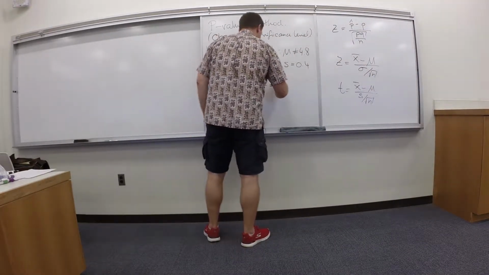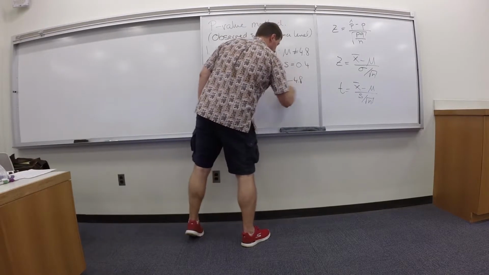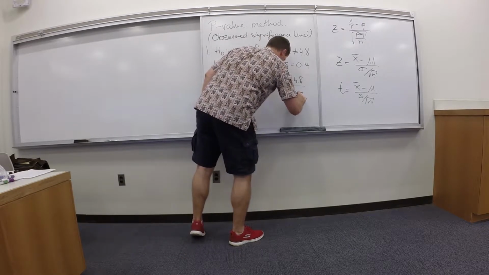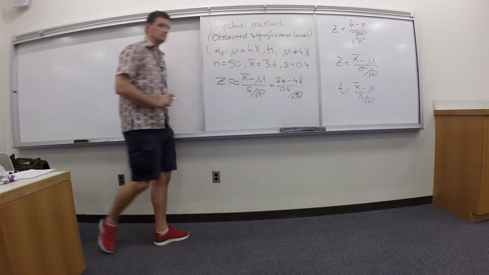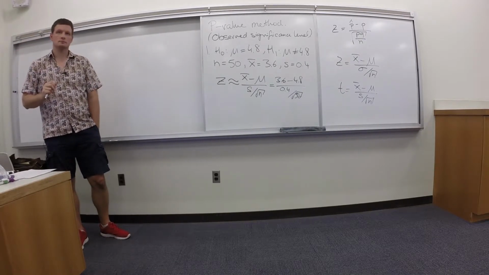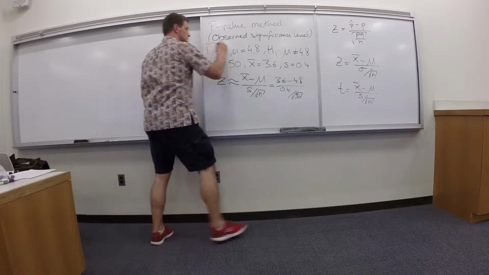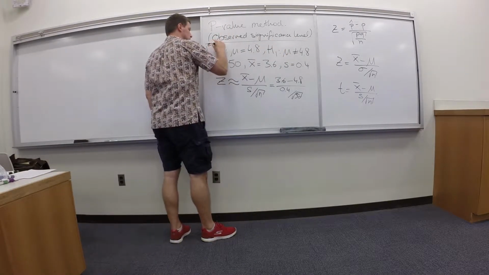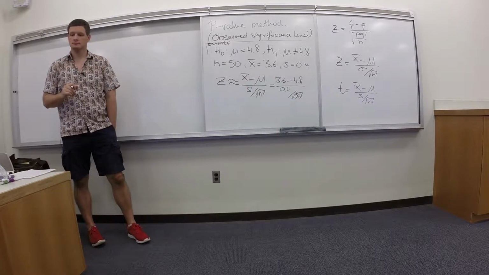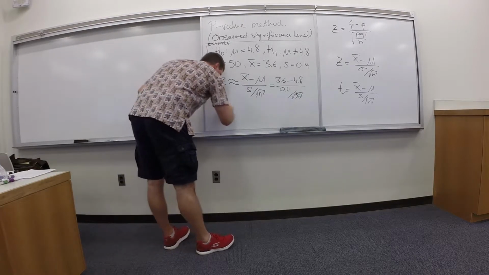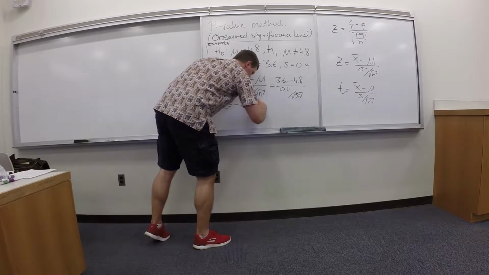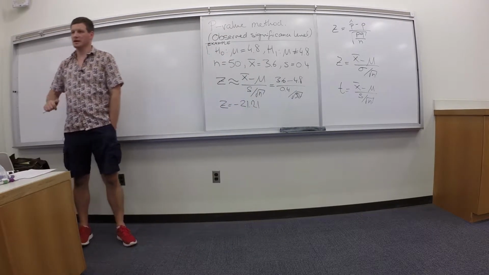So what do we get? Well, we get 3.6 minus 4.8 divided by 0.4 divided by square root of 50. So we got negative 21.21.